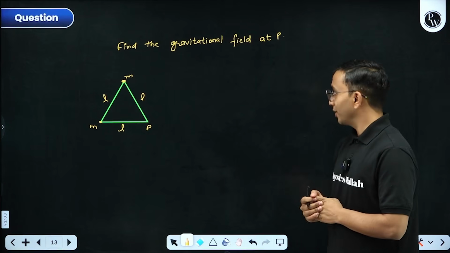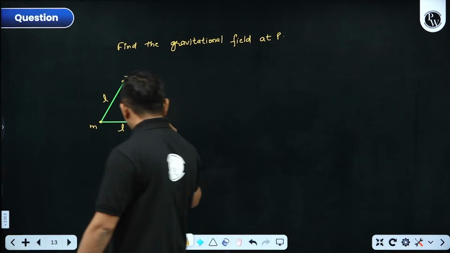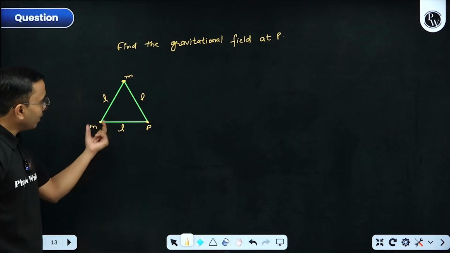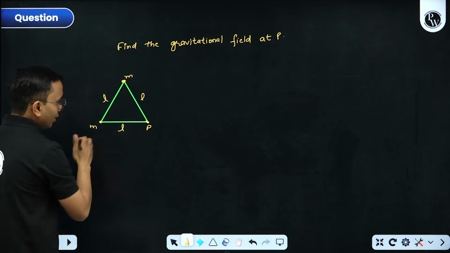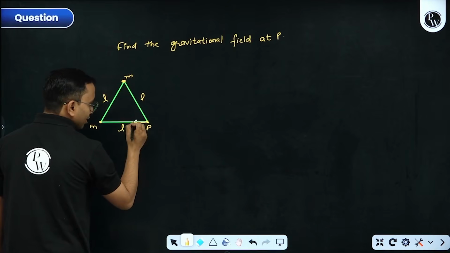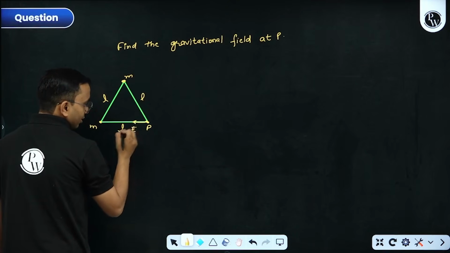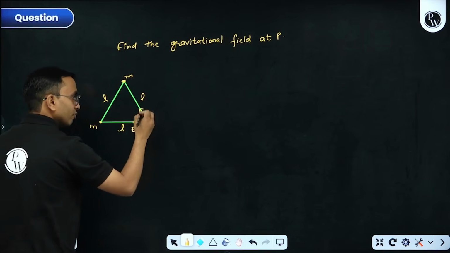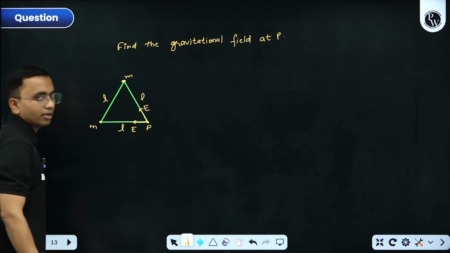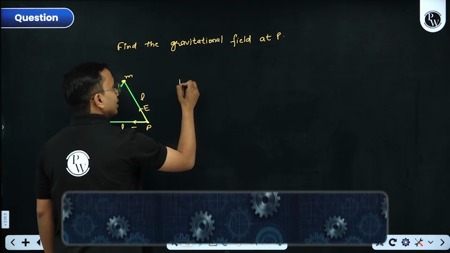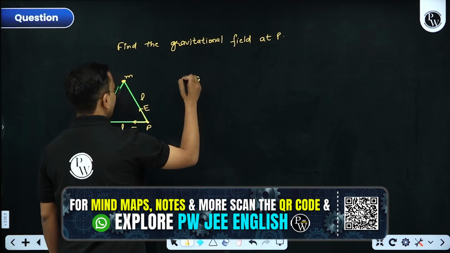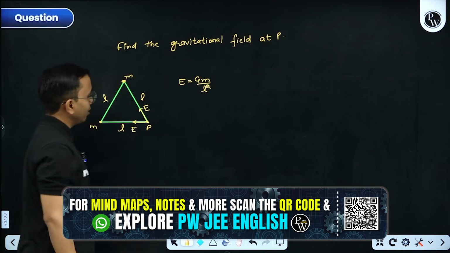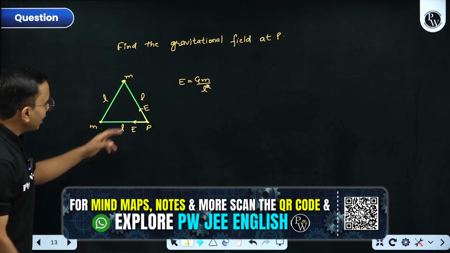I hope you are back. Okay. So when I'm finding gravitational field at this point, I'll find due to this M and due to this M and then I'll take the resultant. So due to this M, the field will be in this direction. Let us take, this is my E. And due to this M, the field will be in this direction. Magnitude will be same, so this will also be E. What is E? E is equal to G into M divided by the distance, that is L square. Two vectors are there at an angle 60 degree.